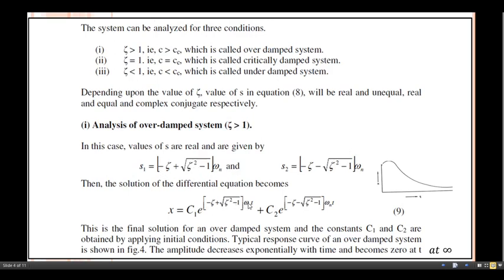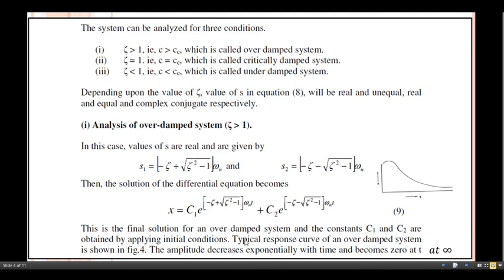So in place of s1, write this term, and you get x equals c1 into e raised to minus zeta plus square root of zeta square minus 1, into omega n t, plus c2 into e raised to s2 t, where s2 means minus zeta minus square root of zeta square minus 1, into omega n into t. So this is the final solution for an overdamped system, and the constants c1 and c2 are obtained by applying initial conditions.